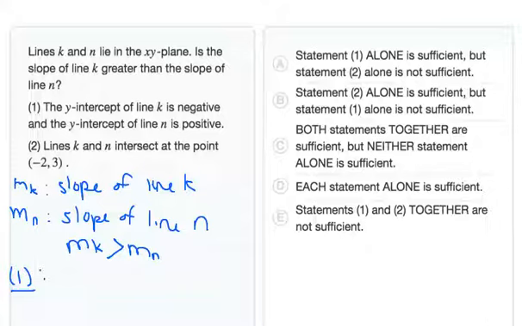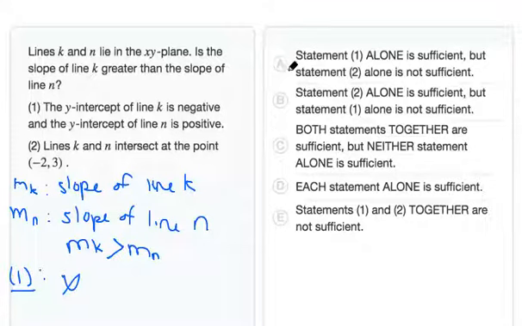It's given that the y-intercept of line k is negative and the y-intercept of line n is positive. Knowing the y-intercept of a line does not tell us anything about its slope. So lines k and n can have any slope. If we don't know the slopes, we can't determine if mk is greater than mn. So this statement alone is not sufficient.